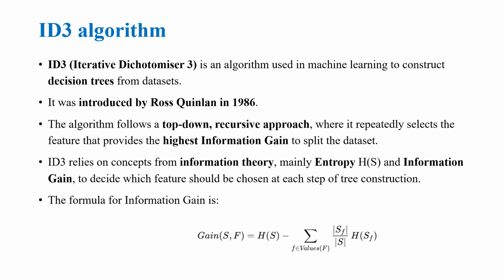ID3 algorithm. ID3 is an algorithm used in machine learning to construct a decision tree from the data set. The algorithm follows a top-down recursive approach where it repeatedly selects the feature that provides the highest information gain to split the data set. ID3 relies on concepts from information theory, mainly entropy and information gain, to decide which feature should be chosen at each step of the tree construction.